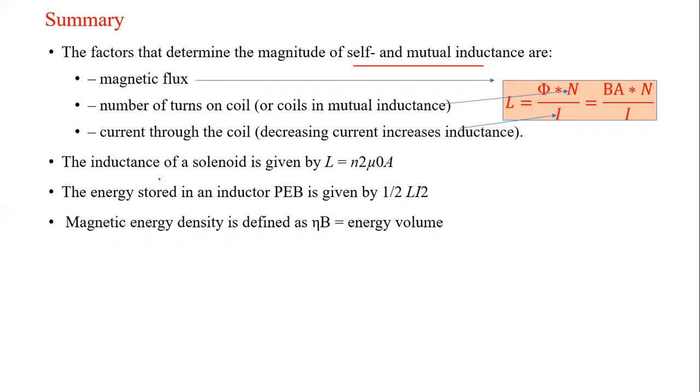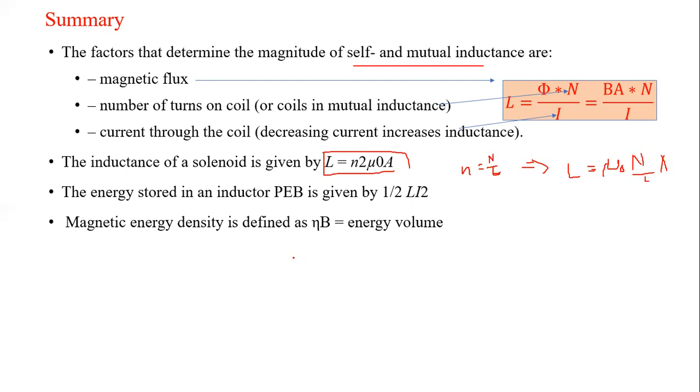The simple expression for the inductance of the coil is N square mu naught A, where n is the number of turns per unit length. Inductance is equal to mu naught, permeability of free space, times N times n over l times area. This is the formula.